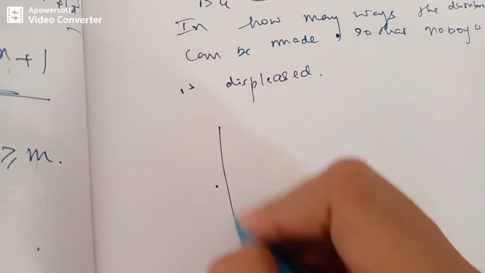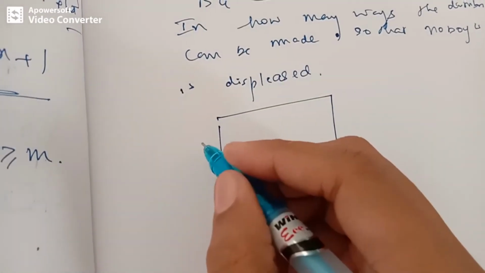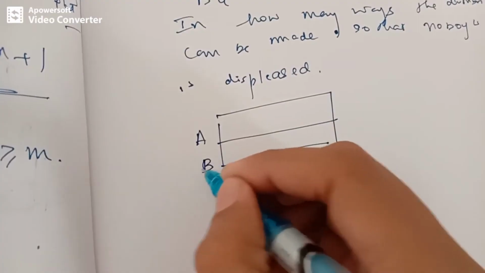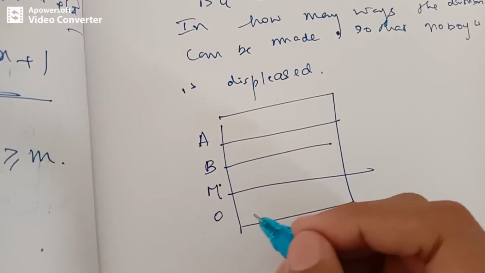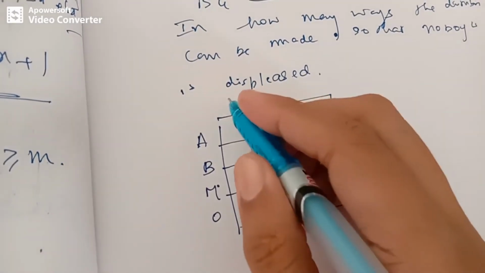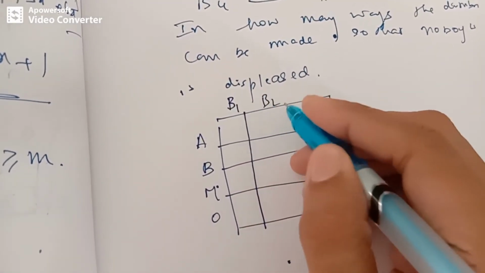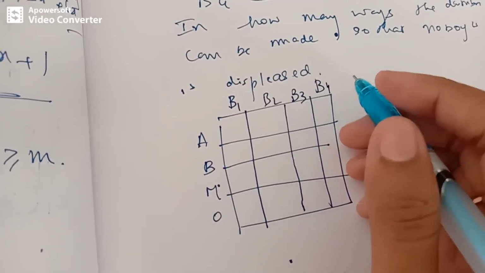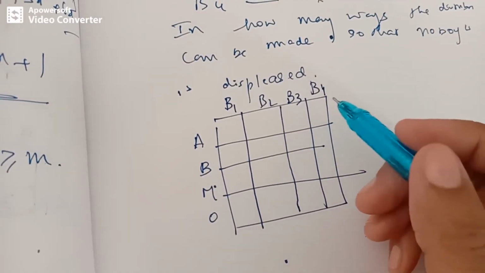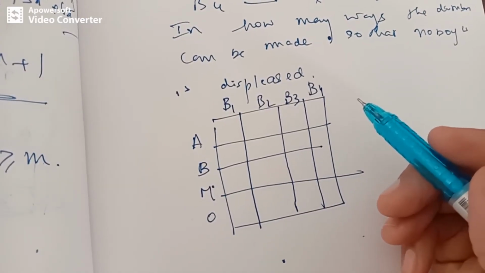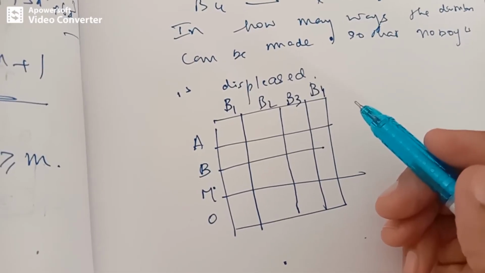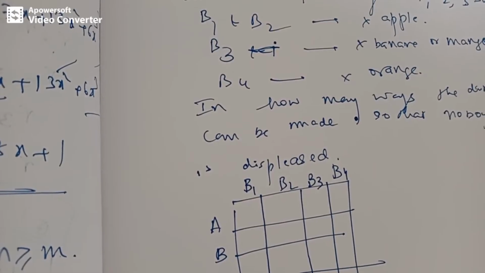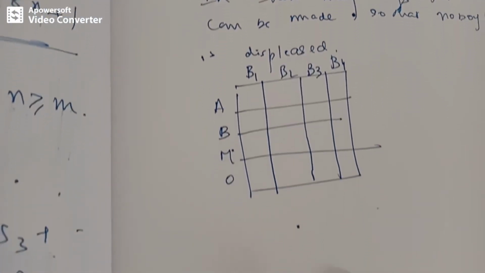So let's draw the chessboard. The rows represent the items, here apple, banana, mango and orange. And the columns represent to whom it is given. So it is given to 4 boys. I will be naming them B1, B2, B3, B4 as per the question. So let's mark the chessboard. B1 and B2 do not wish to have an apple as per the question. So I am just marking them.